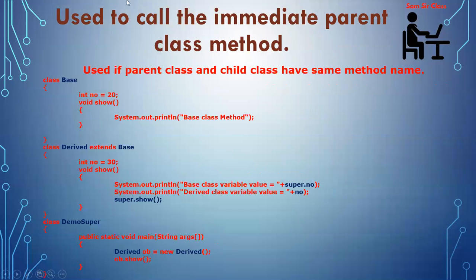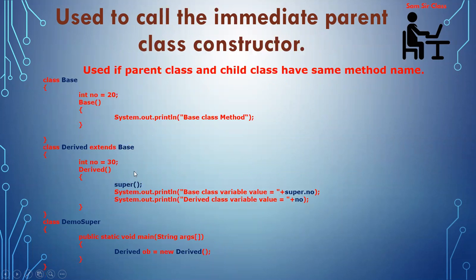Now similarly, it is again used to call the super class method. The base class has a show method. The derived class also has the same show method. When I call the show method, then obviously, like the variable, it will call the local method, that is the child class method. Inside the child class, I am calling the super.show method, which calls the immediate base class.